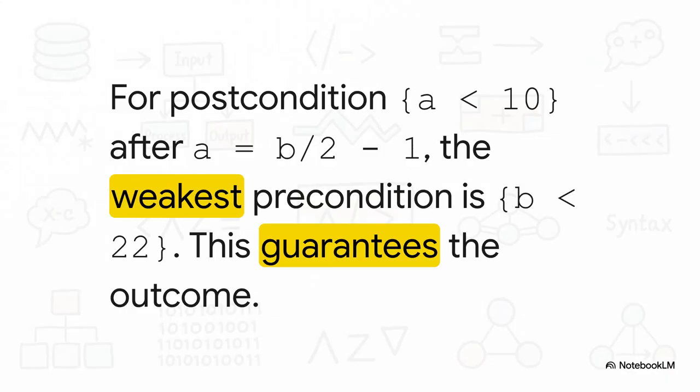Okay, let's make this real with an example. Say our contract says that after we run the line A = B / 2 - 1, the variable A has to be less than 10. That's our postcondition, our guarantee. So what's the absolute minimum requirement, they call it the weakest precondition, that we need for B to make this happen? Well, you can just work backward. If we plug the formula for A into our postcondition, we get B / 2 - 1 < 10. Do a tiny bit of algebra, add 1 to both sides, multiply by 2, and you find that B has to be less than 22. So there it is. B < 22 is the precondition we need to guarantee our postcondition. The meaning of that line of code is that exact logical relationship.